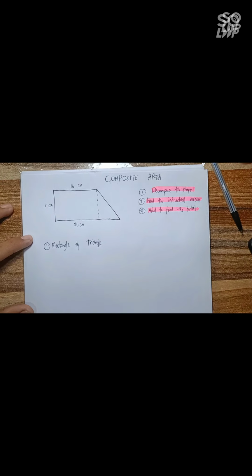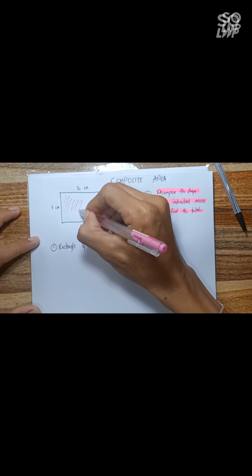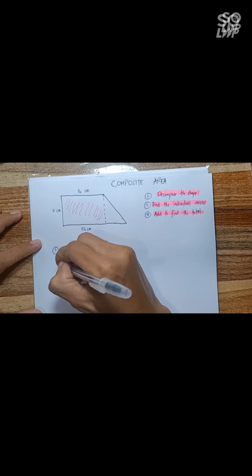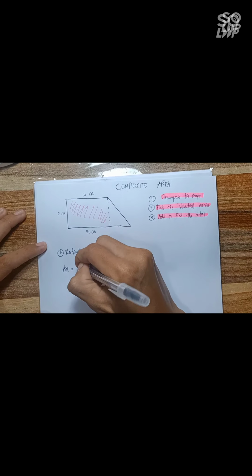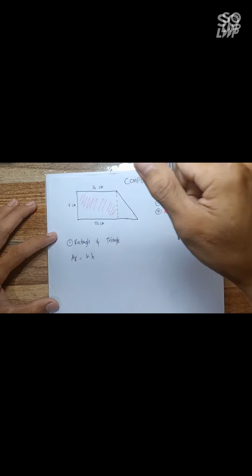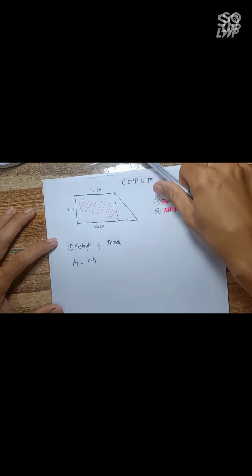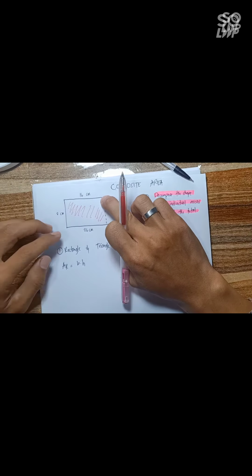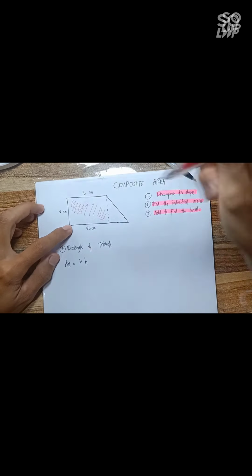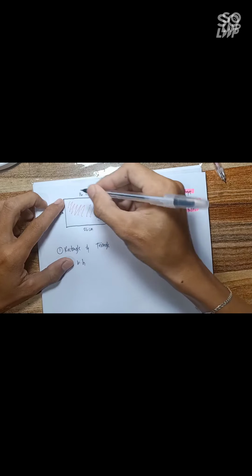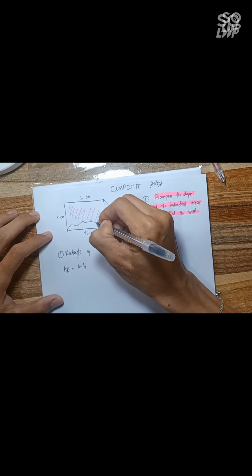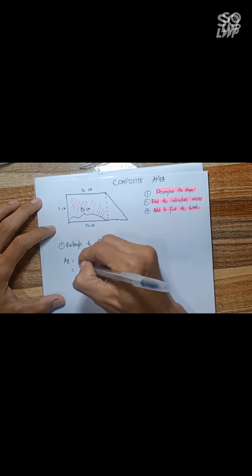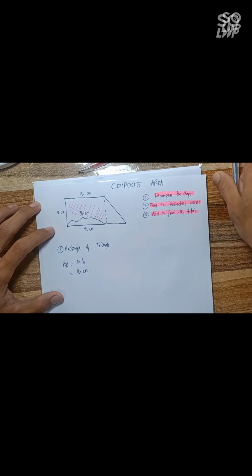First guys, kukunin natin yung area nitong rectangle. Area of rectangle is equals to base times height. Paano natin makuha yung base niya guys? Yung distance nito at saka distance nito ay pareho lang guys. Yung distance nito 16 centimeter. Kaya yung base niya is 16 centimeter times yung height niya guys.